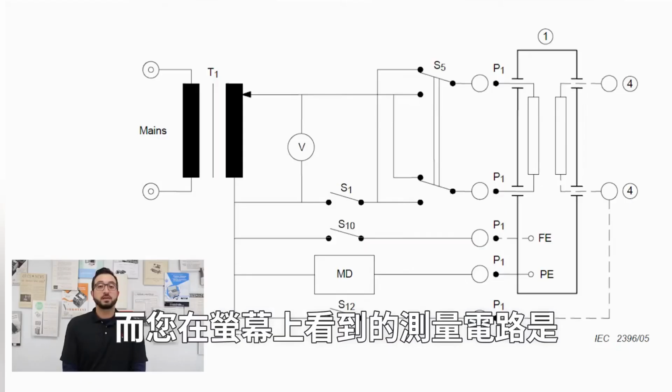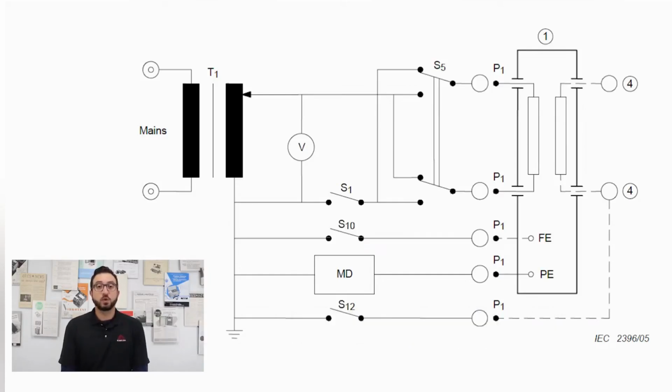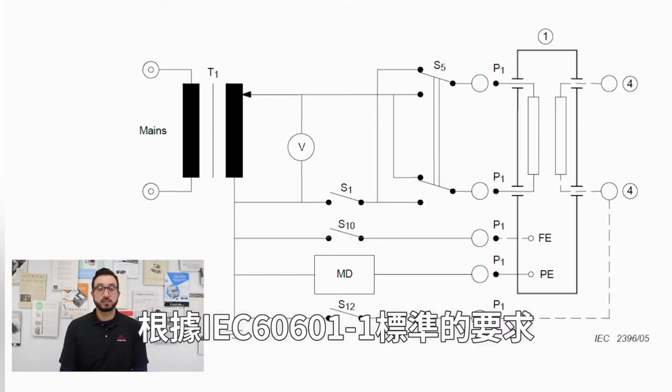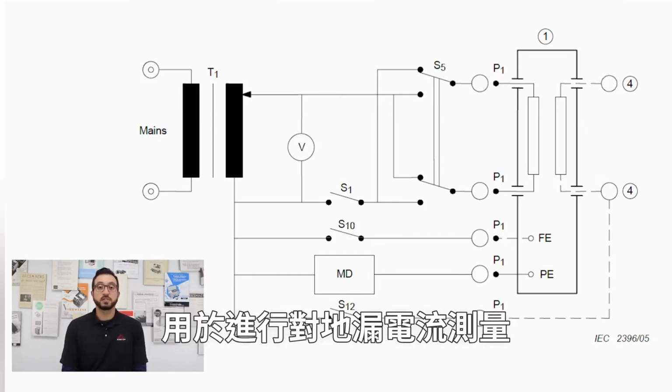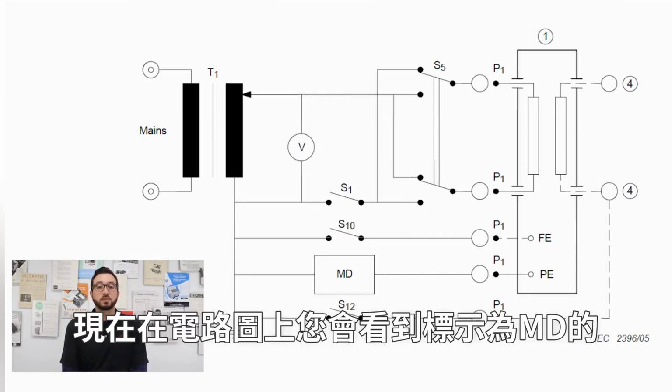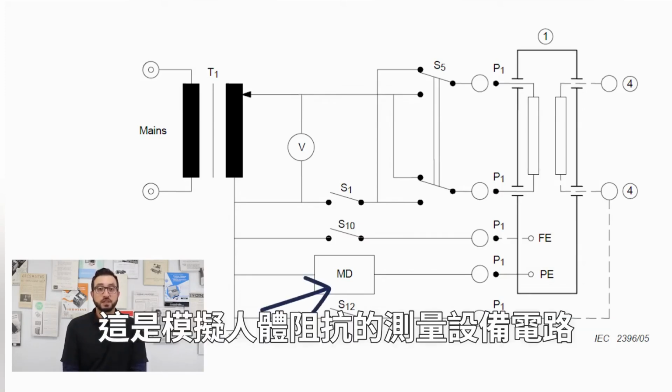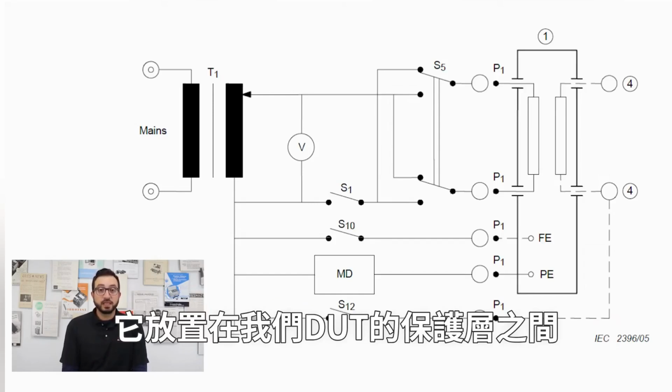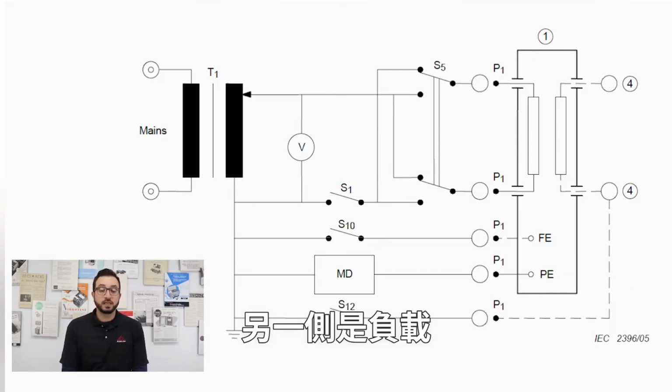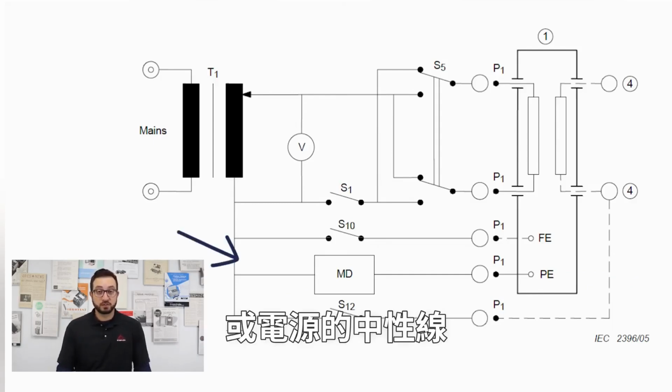For this video, I'm going to reference the IEC 60601-1 third edition of the medical device standard, since this standard goes into quite a bit of detail on leakage current testing. The measuring circuit that you see on the screen is what is required as per the 60601 standard to make the earth leakage current measurements. On the circuit diagram, you see something labeled MD, which is the measuring device circuit simulating the human body impedance. It's placed between the protectively earthed parts of our device under test and, on the other side, the low or the neutral side of the power supply.